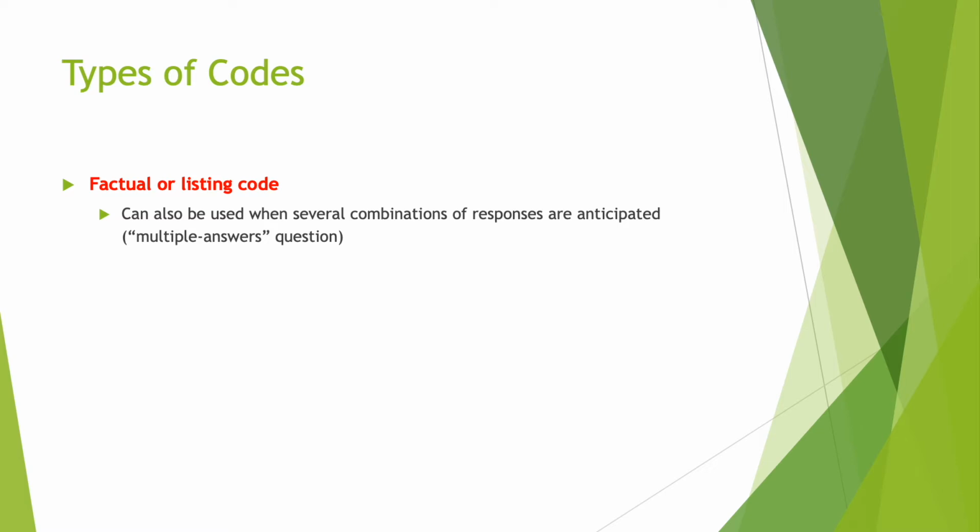Factual or listing codes can also be used when several combinations of responses to a question are anticipated, as what you would expect with multiple answer questions. Now let's use the list of symptoms of morning sickness as an example. The respondent can tick any of the symptoms in the list that she experiences.